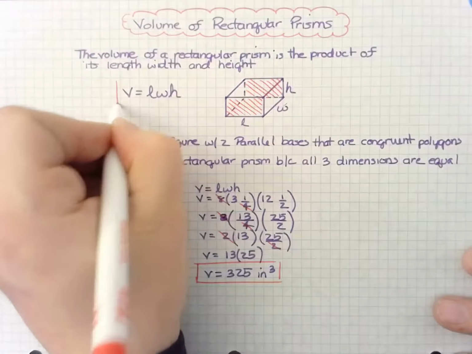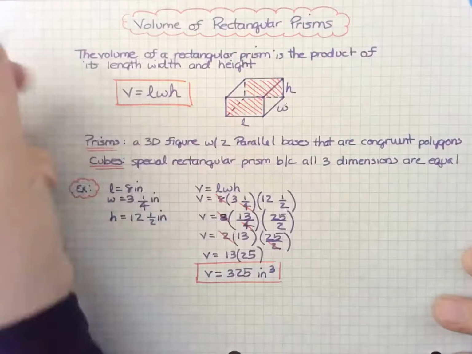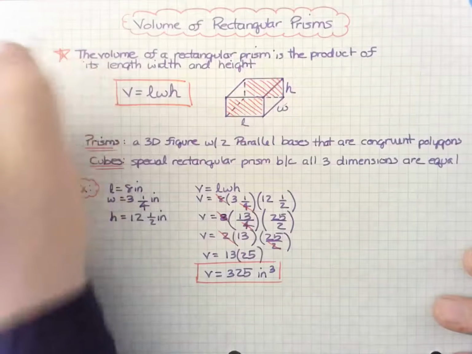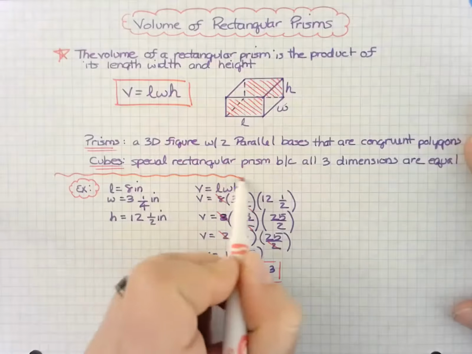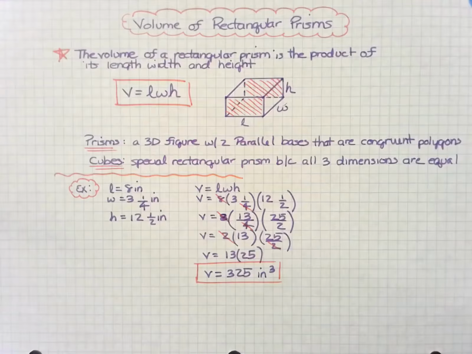There's our volume formula, our key idea, key concept. And that is the volume of rectangular prisms.